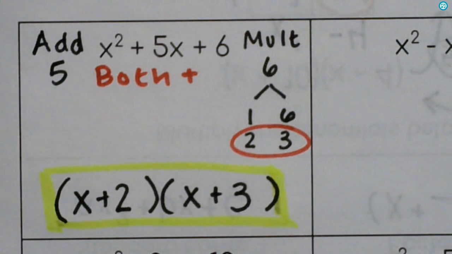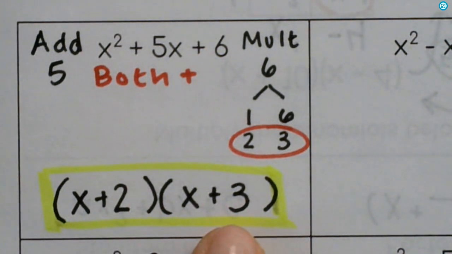So we solved the same puzzle we solved up at the boards. What 2 numbers multiply together to be 6, add together to be 5. Once we pick those numbers, we write it like this. It would also be okay if your answer was x plus 3 times x plus 2. A times B is the same as B times A. Multiplication, you can switch like that.